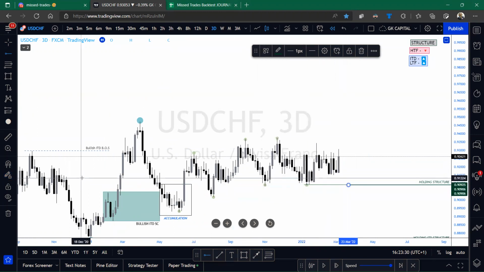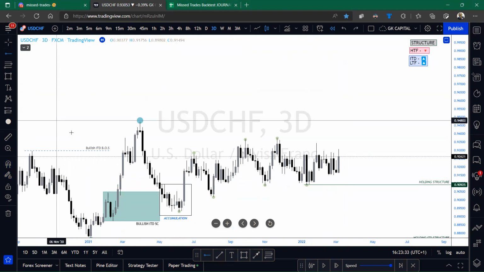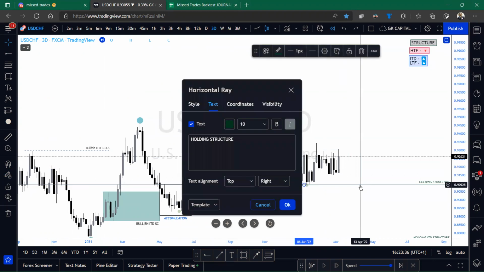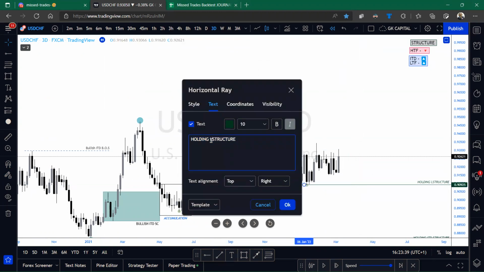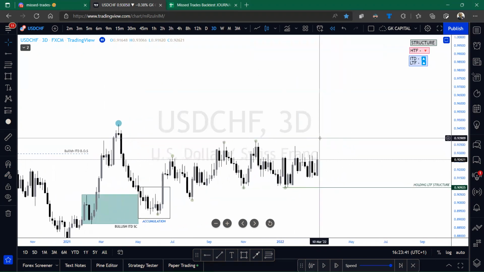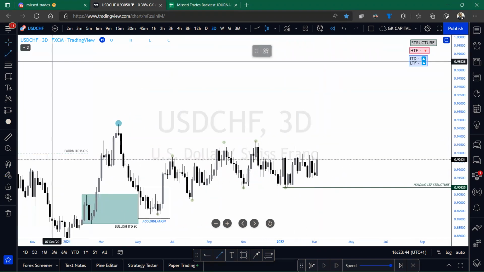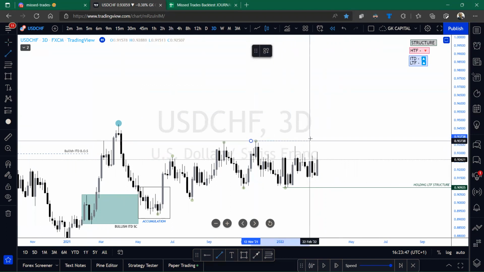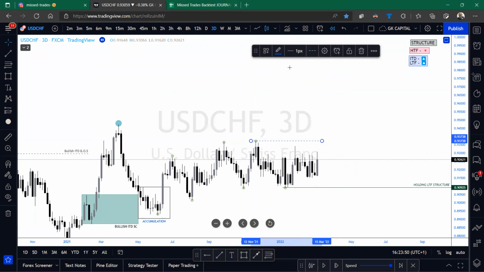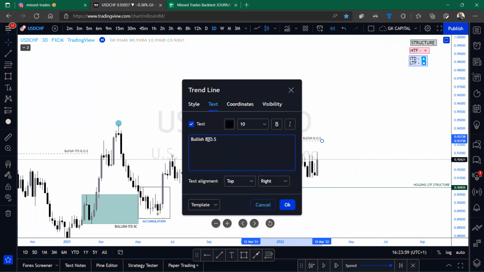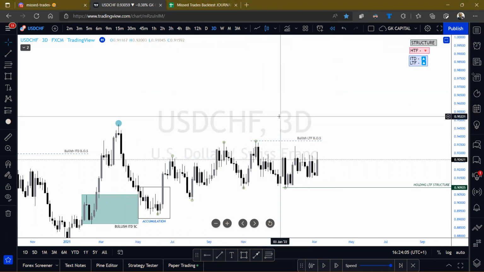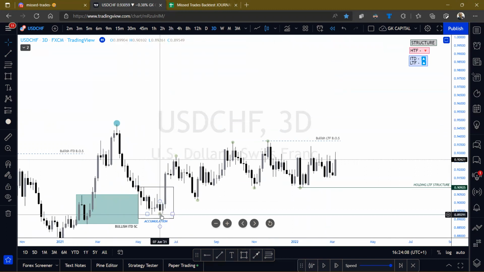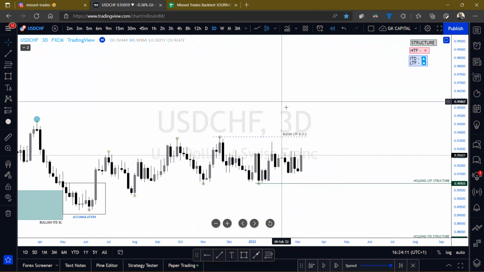Holding lower time frame after going ahead and making this high here. Bullish lower time frame break. Okay, this is the intraday leg. We still need that to break, and then this is what we'll be holding intraday once we break that new high there.